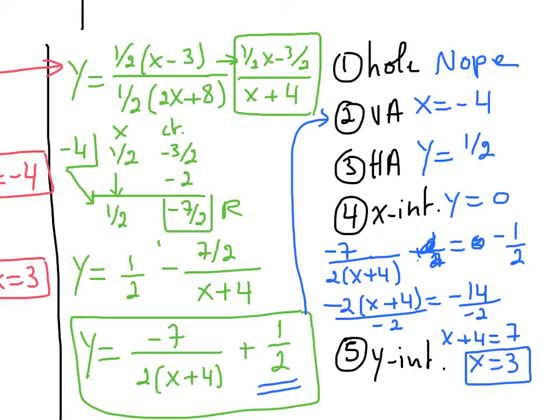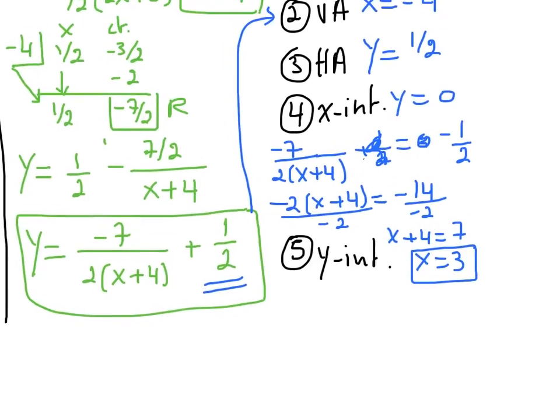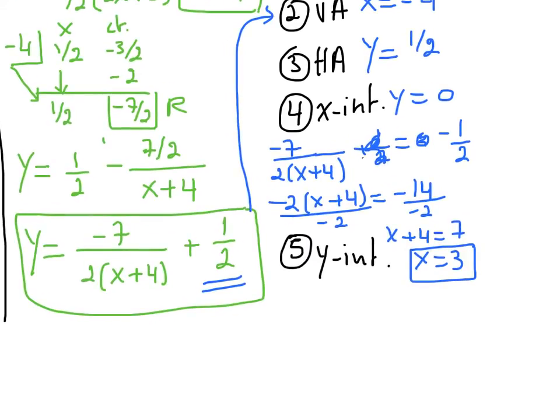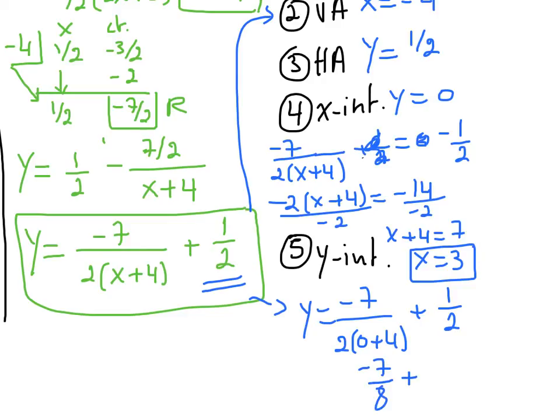As for the y-intercept, the y-intercept is going to be making x equal to 0. And if x is equal to 0, y is equal to -7/2 times 0 plus 4 plus 1/2. This will give us -7/8 plus 1/2. 1/2 is the same thing as 4/8, which gives you -3/8. We have everything we need. Next, we're going to go ahead and graph. So I found all 5 steps on both forms of the same equation.